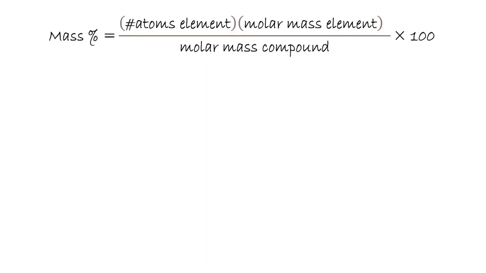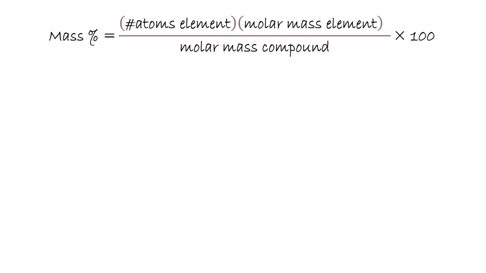The calculation involves the total contribution of the element of interest, where the grams come from molar masses. We calculate this contribution as number of atoms times molar mass, then divide by the molar mass of the compound and times 100 to give percent. While we include units in almost every other type of calculation we do in a chemistry class, this calculation is one of the few exceptions.